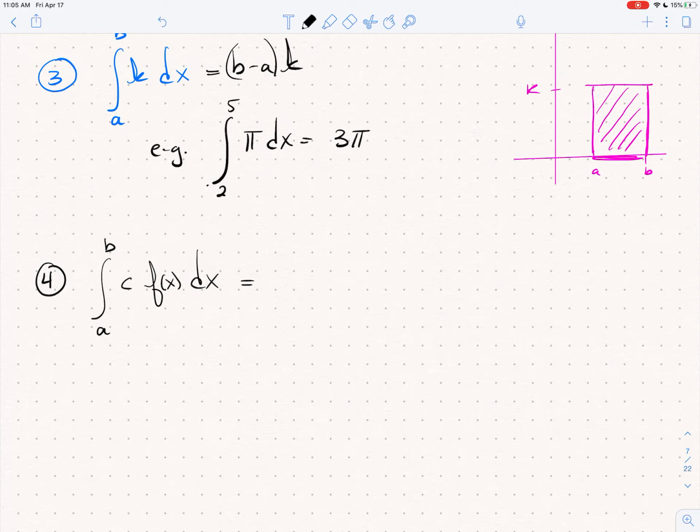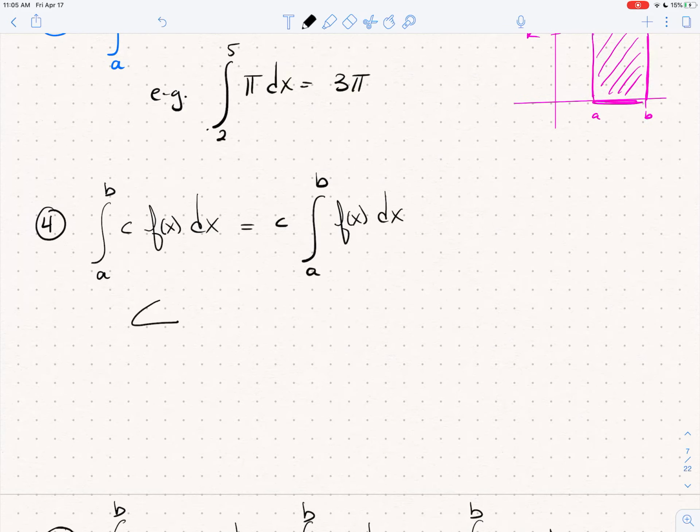Now, next property, if there's a constant in front of your function, you can actually pull it out of the integral. Why can you do this? Because integrals are limits, and we said way back in chapter 1, you can pull constants out of limits, and they just tag along for the ride. So you can just pop the c out. That's really nice. Let's see an example of this.